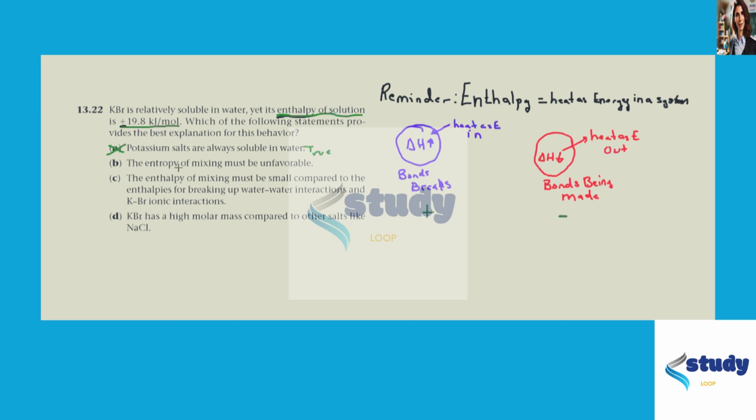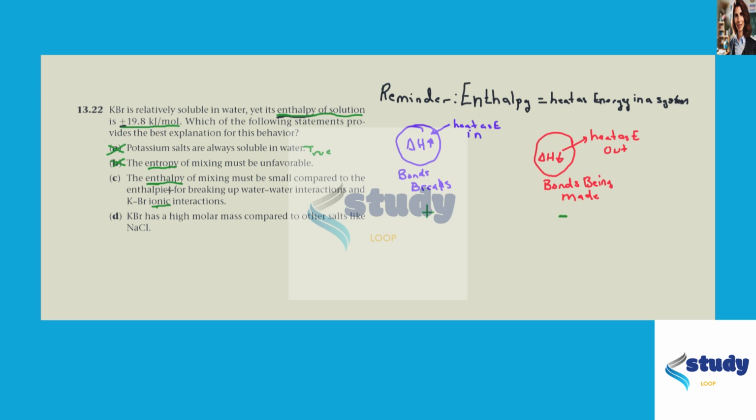The entropy of the mixing must be unfavorable. Entropy and enthalpy are not the same. So this again is not talking about our enthalpy of the situation, of the solution. So let's look at the third one. The enthalpy, perfect, we're talking about enthalpy, of mixing must be small compared to the enthalpies for breaking up water interactions, and the potassium bromide ionic interactions.